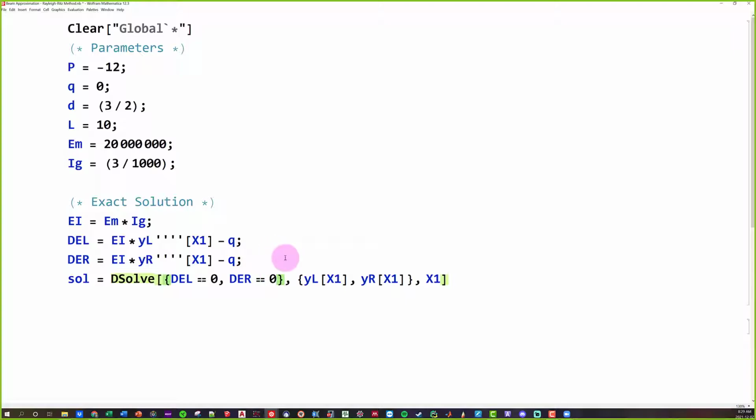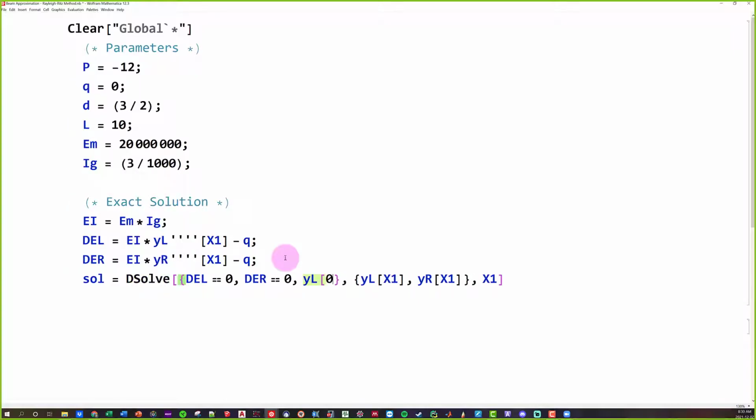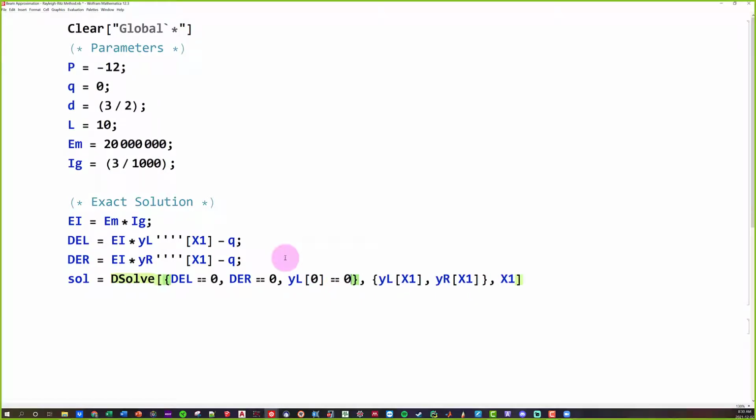Now, if we looked at our beam, it's pretty simple that both ends were fixed. So I'm going to start with the simple ones, which is fixity on both ends. So we know on the left-hand side of the beam, which is governed by YL, we know that the displacement and rotation at 0 must be 0. So YL at 0 is equal to 0. YL prime at 0, which is the rotation, is also equal to 0.